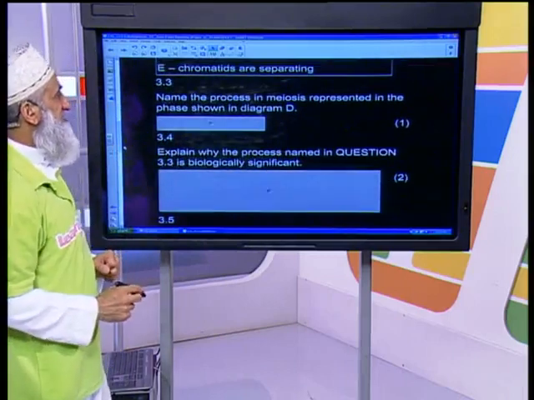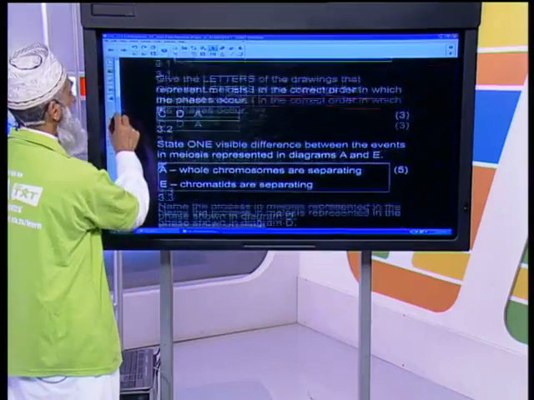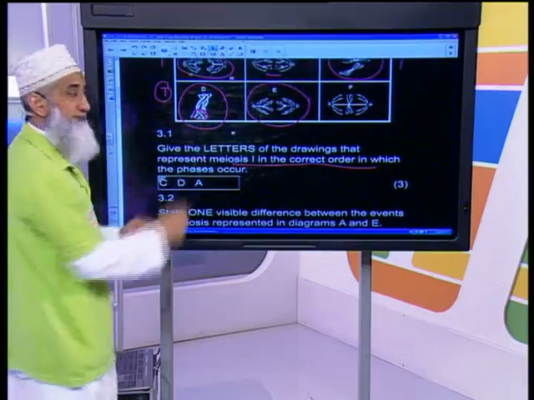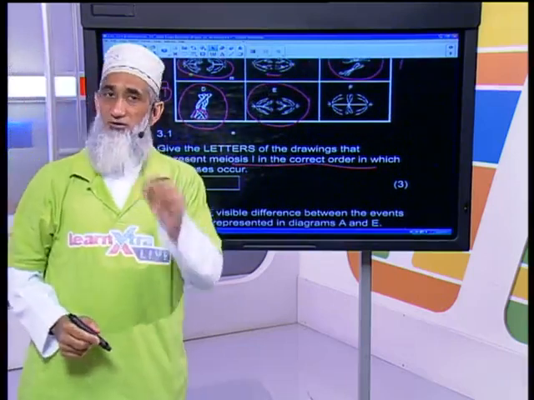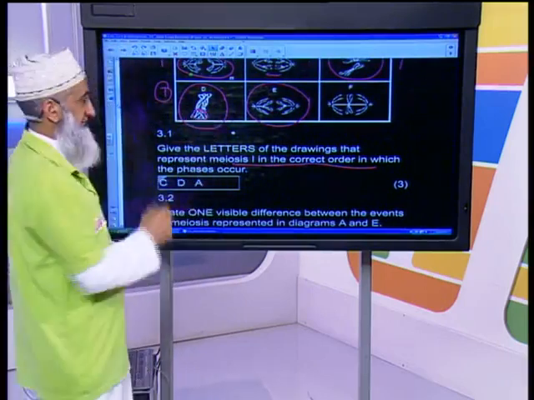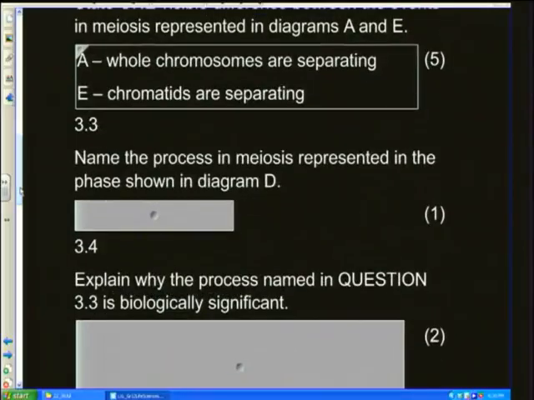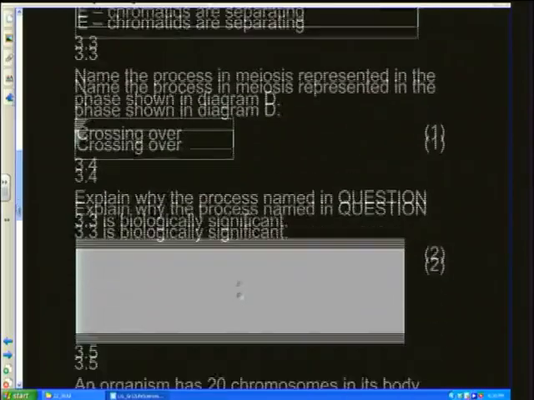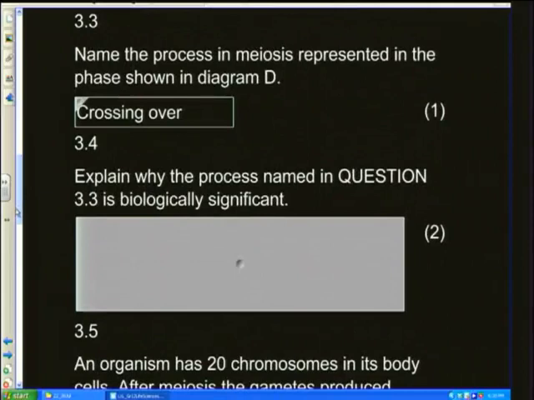Name the process in meiosis represented in the phase shown in diagram D. What is the process? Notice they're asking you the process, not the phase. They want to know the process shown in this diagram here, D. And we spoke about it earlier, so we're not going to waste your time, and that would be crossing over. Notice the difference between the process and the phase. If they ask for the phase, that would be prophase 1. But they did not ask you for that. They asked you for the process that's happening in that phase, and that is crossing over.